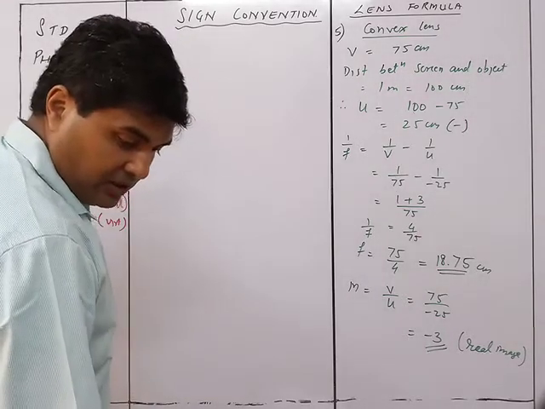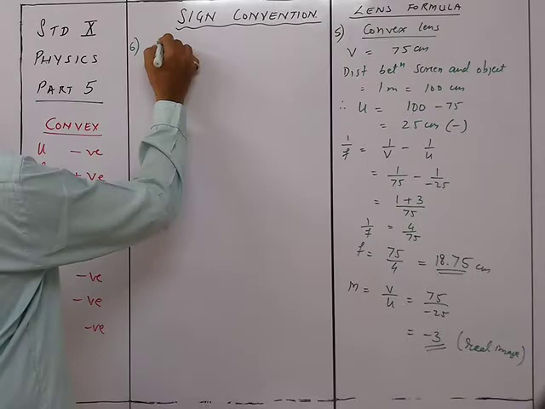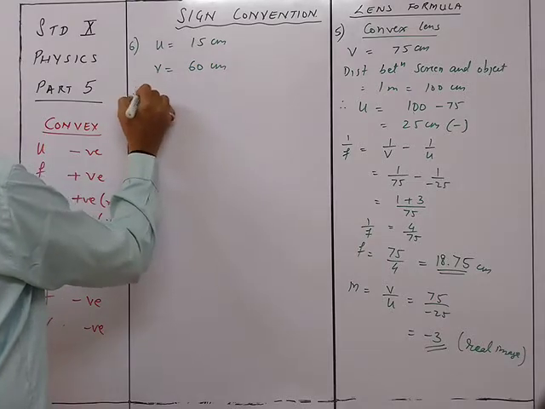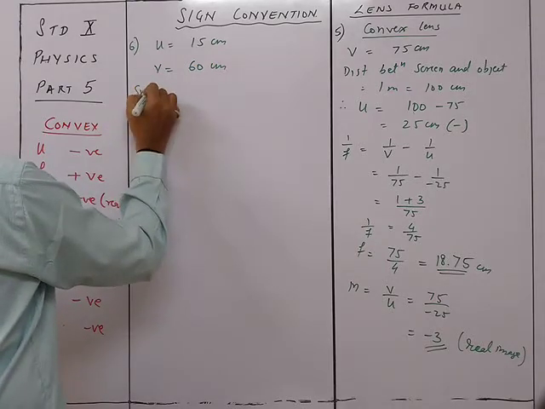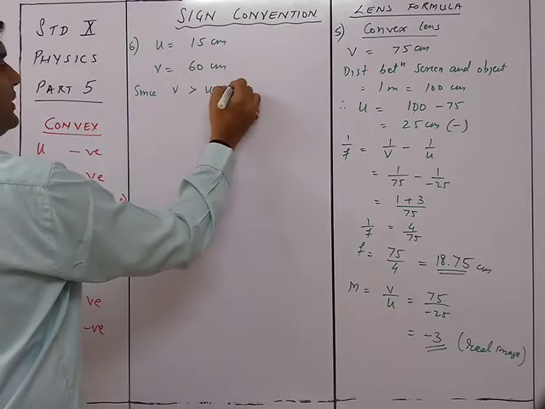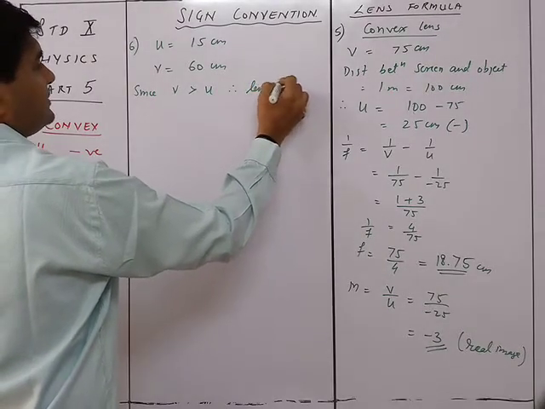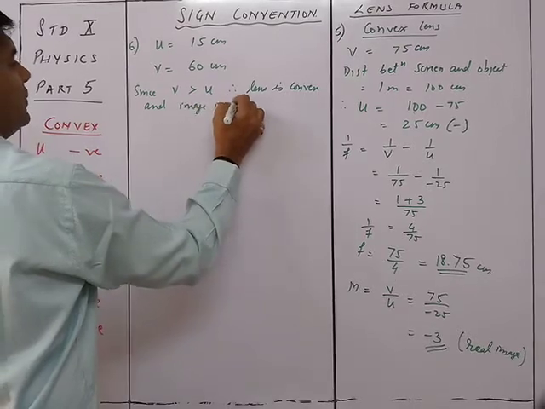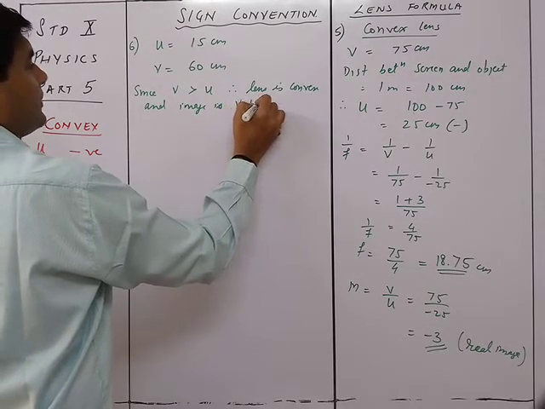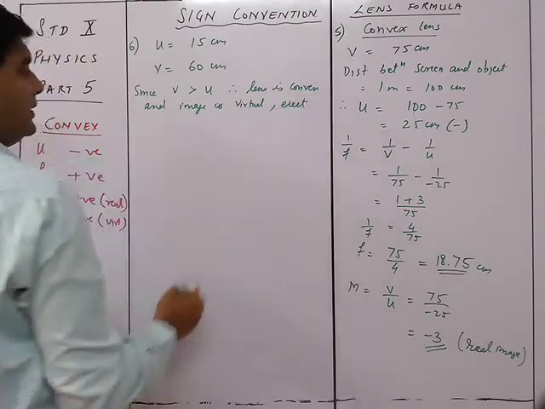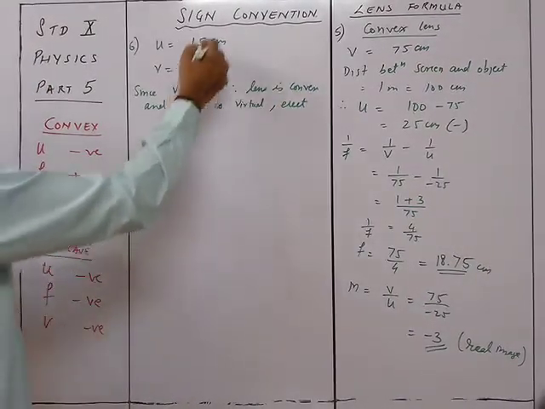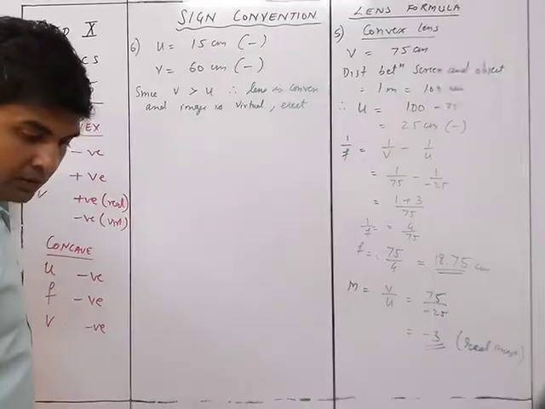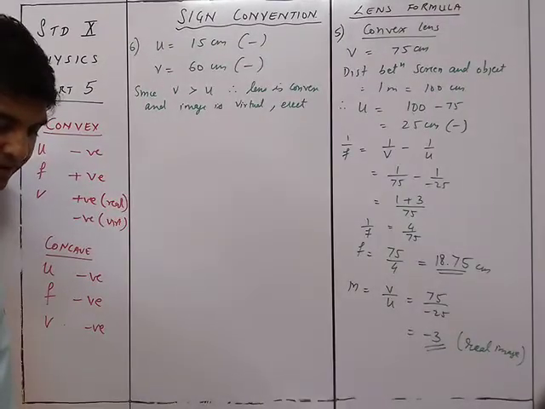We'll write down the data first. The object is placed at a distance of 15 centimeters from it, so u is equal to 15 centimeters. v is equal to 60 centimeters. Since v is greater than u, the lens is convex and the image is virtual and erect. So accordingly, both will be negative. You need to find out the focal length, magnification and the nature of the image.